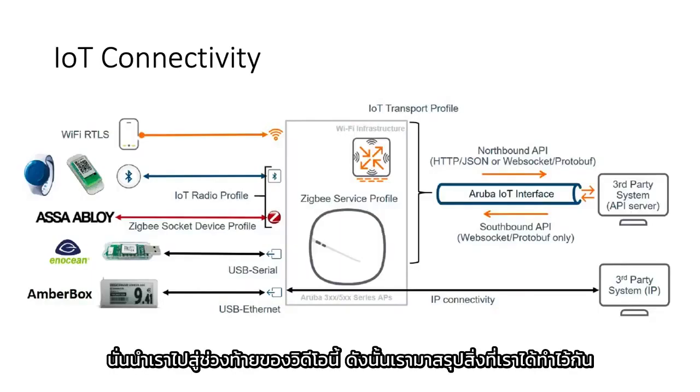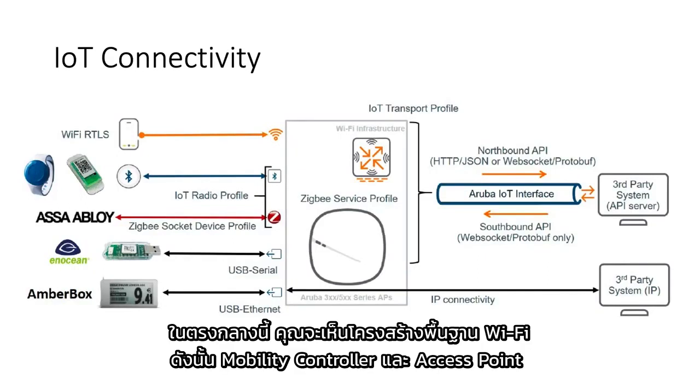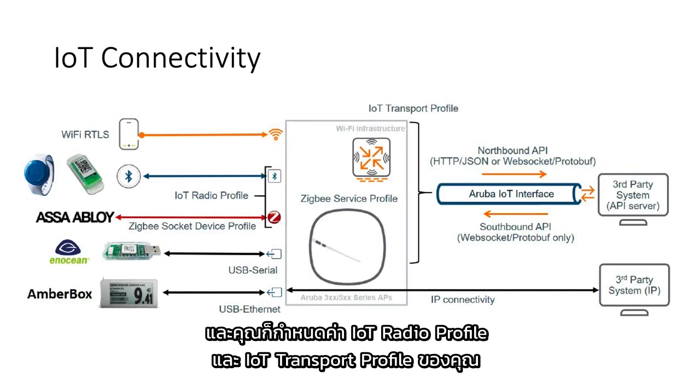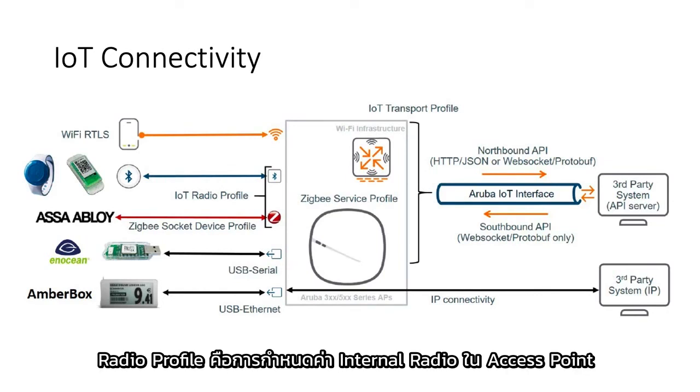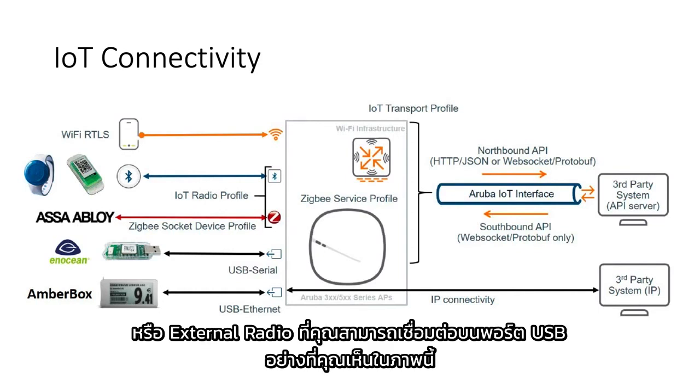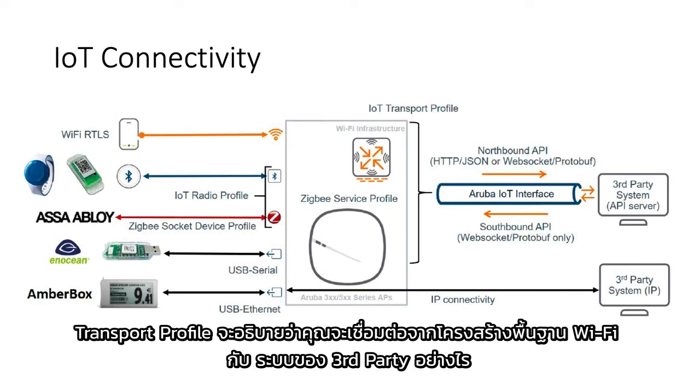That brings us to the end of this video, so let's recap what we have done. In the middle you see the Wi-Fi infrastructure, so the mobility controllers and access points, and there you configure your IoT radio profile and your IoT transport profile. The radio profile is to configure either the internal radio in the access point or the external radio that you can connect on the USB port, as you can see in this picture. The transport profile then describes how you are going to connect from the Wi-Fi infrastructure to the third-party system.